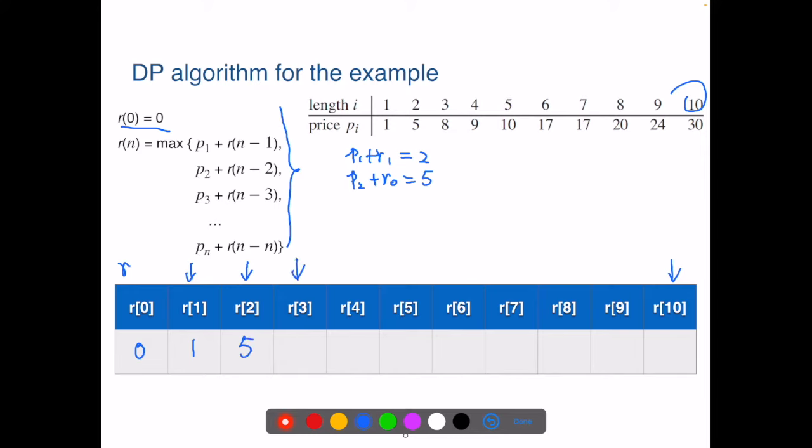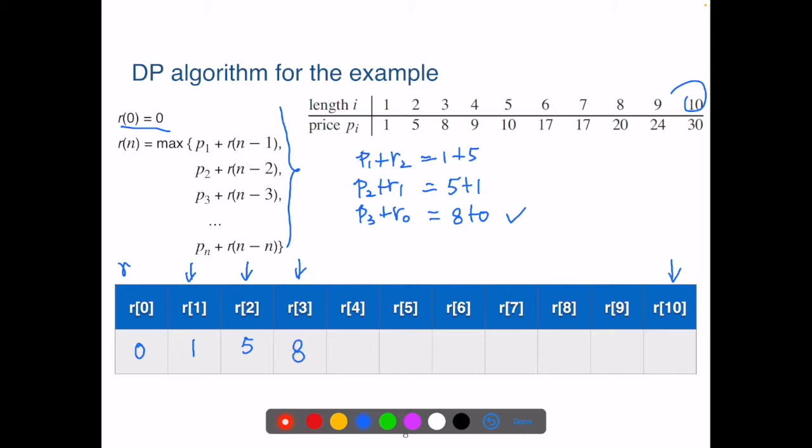Now for R3. There are three options, P1 plus R2, P2 plus R1, and P3 plus R0. So we can compute this. That's 1 plus 5. This one is 5 plus 1. This one is 8 plus 0. So we know the maximum one is this, and R3 will be 8. And so on. Please pause the video and fill the rest of the table.